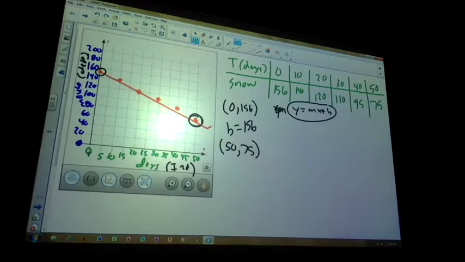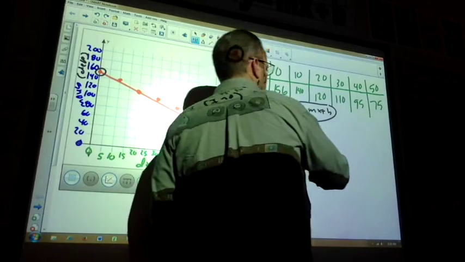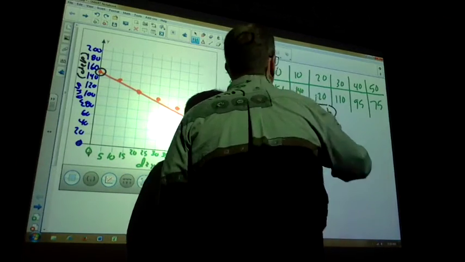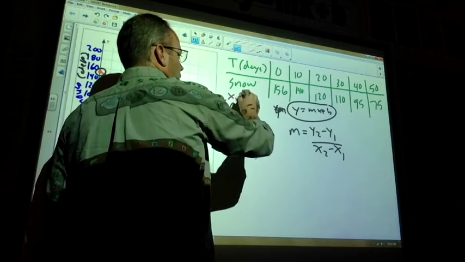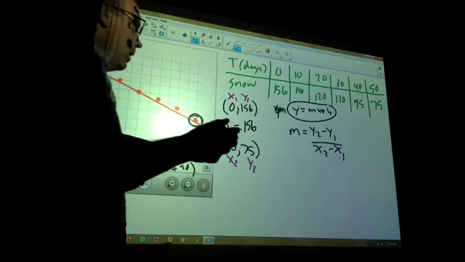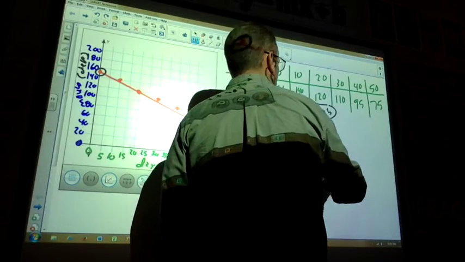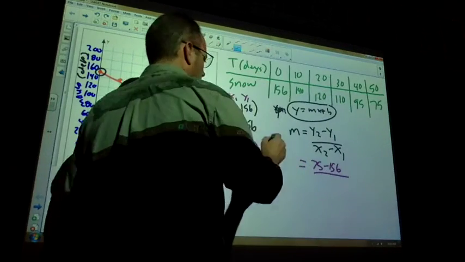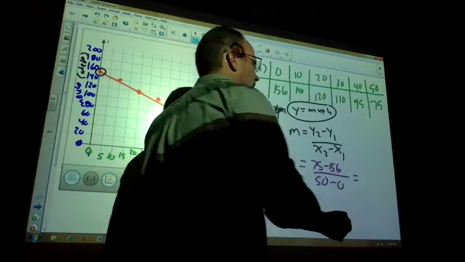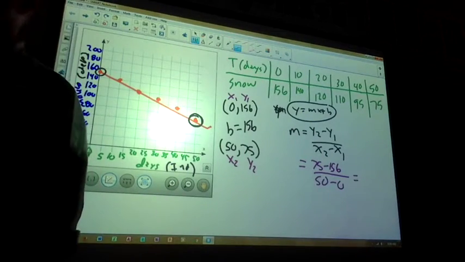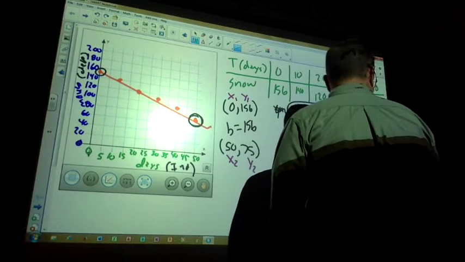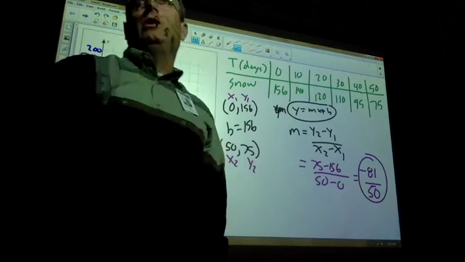So we don't know what the slope is at this point, so we can go ahead and find it. The slope equation is this. I'll call that x1, y1, and call that x2, y2. Is that all right? We'll plug it in. So I get 75 minus 156. If you have a calculator, it would be great if you got it out. And then I'm going to go 50 minus 0. So 75 minus 156 is? Negative 81. Negative 81 over 50. I can't reduce that.